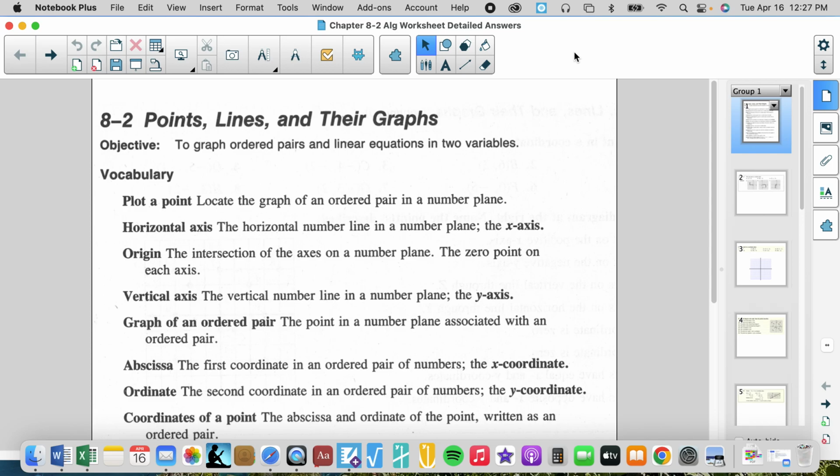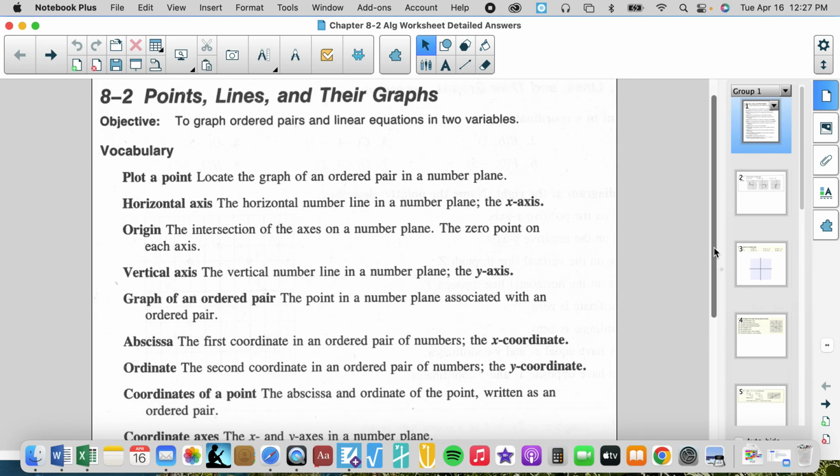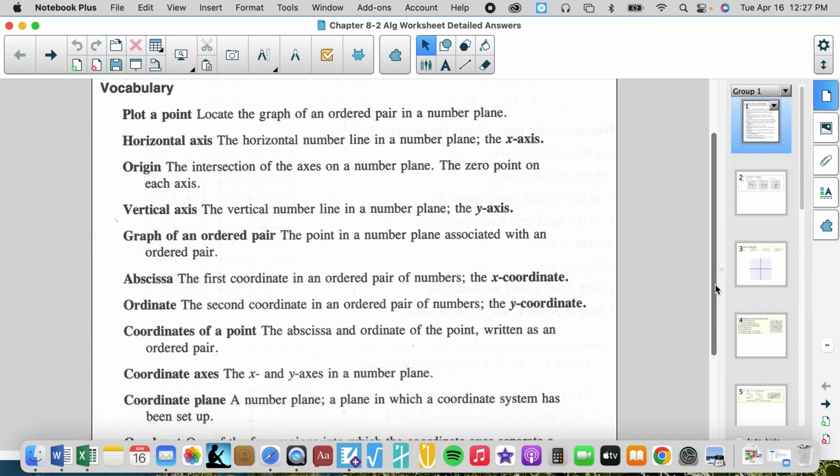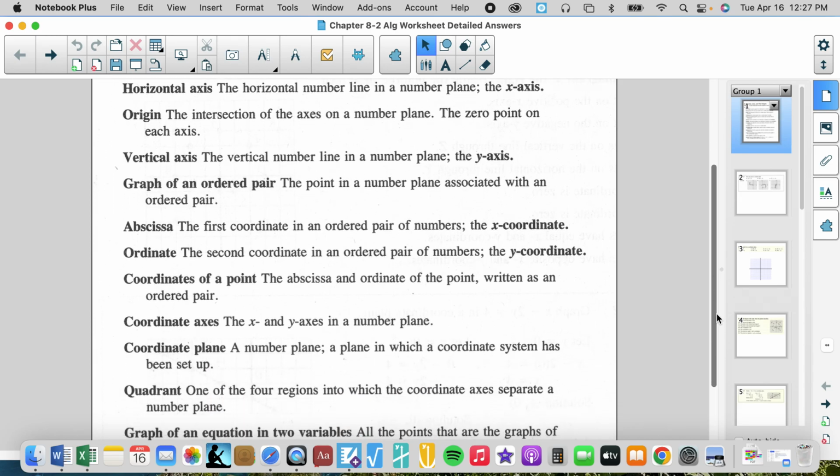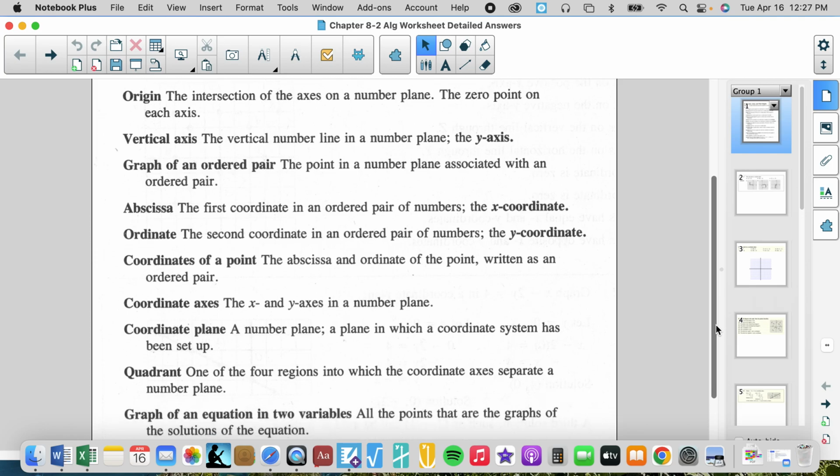Horizontal axis, horizontal number line, in a number plane, the x-axis. The origin is the center, (0, 0), where the axes intersect. Vertical axis is sort of like a thermometer. It's the y-axis. The graph of an ordered pair, that's plotting it on a coordinate plane.